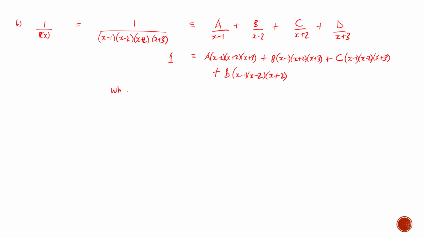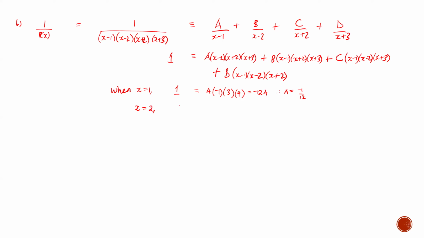Now, the easiest way to find all these coefficients is to substitute different values of x. So you could start with when x is 1, and on the left-hand side, you'll still have a 1. On the right-hand side, everywhere you see an x minus 1 is going to vanish to 0, so the terms with b, c, and d will vanish, and you'll only be left with a times (1 minus 2), which is negative 1, times (1 plus 2), which is 3, times (1 plus 3), which is 4. And this is actually negative 12a. What that means is that a is equal to negative 1 over 12. And then you keep on doing that.